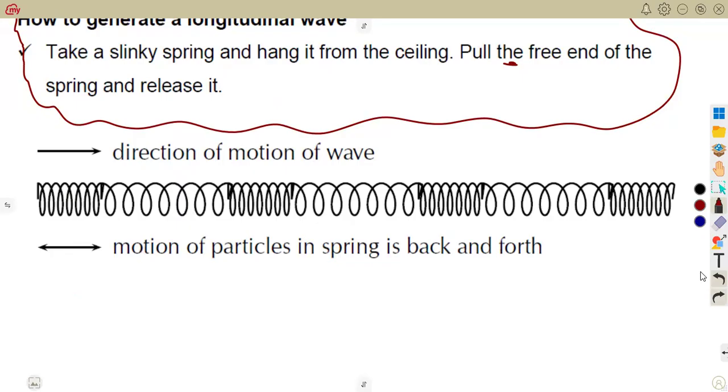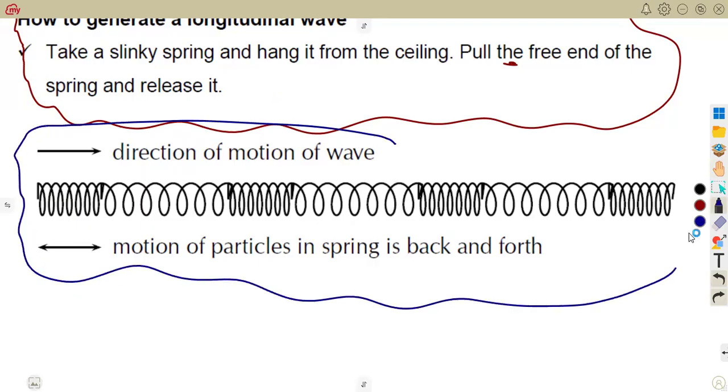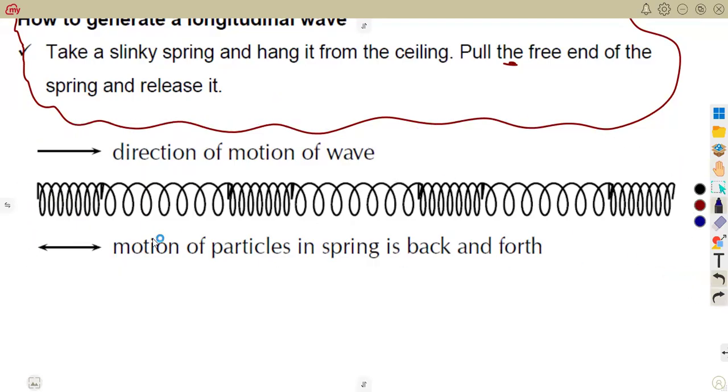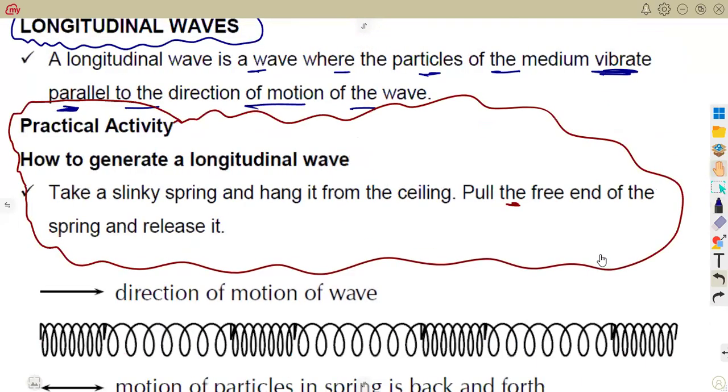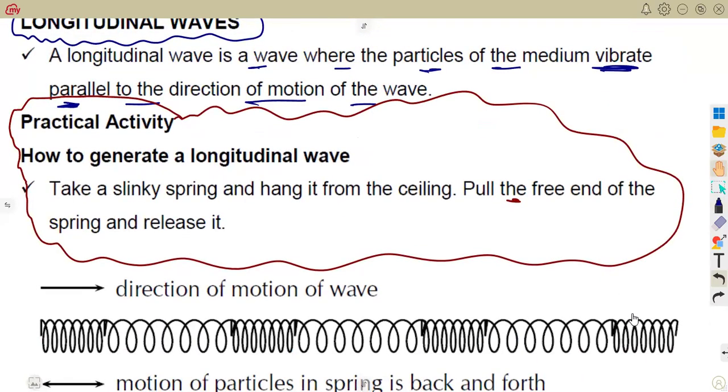So when we describe a longitudinal wave, we are supposed to think of something of this nature. You see this part here, very close to each other, here separate, very close, separate, very close. That is what is important for you to note. They vibrate parallel to the direction of motion of the wave.